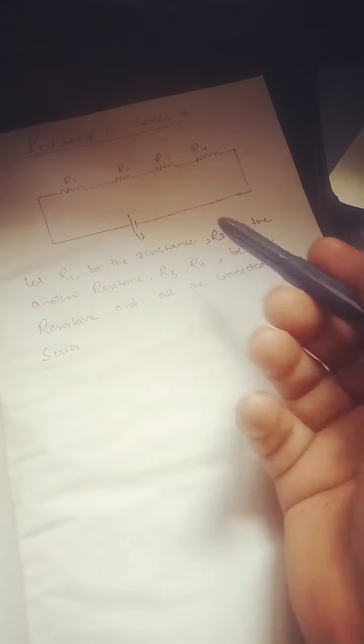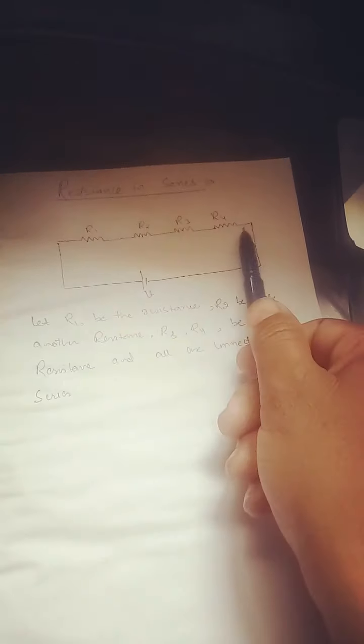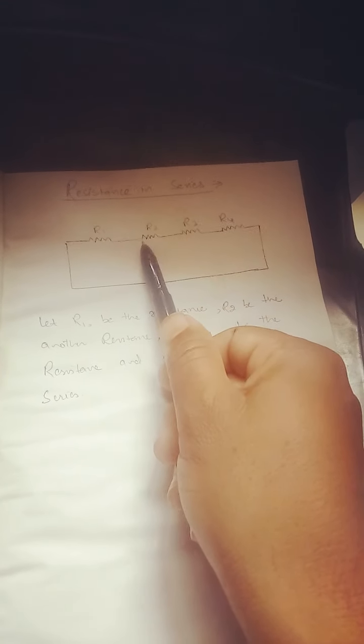How do I explain that all the resistances are connected in series? Look into the circuit and all the resistances are connected in one line. R1 is connected to R2, R2 is connected to R3 and R3 is connected to R4.